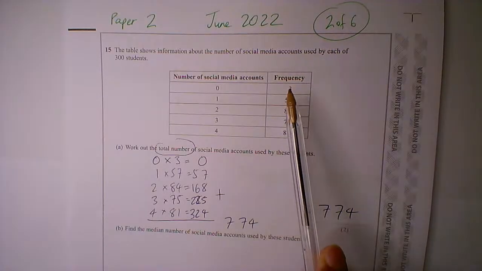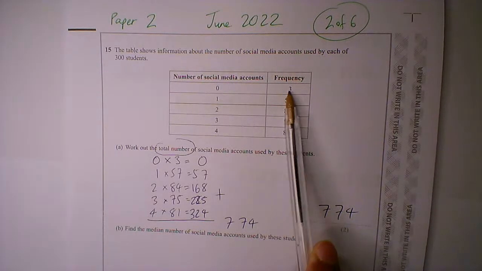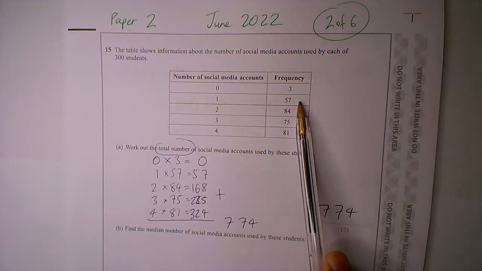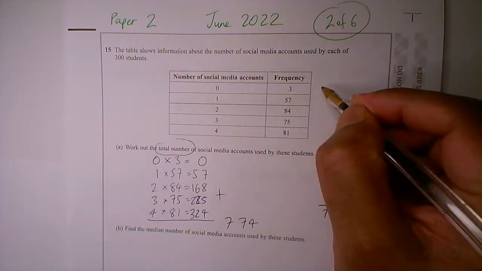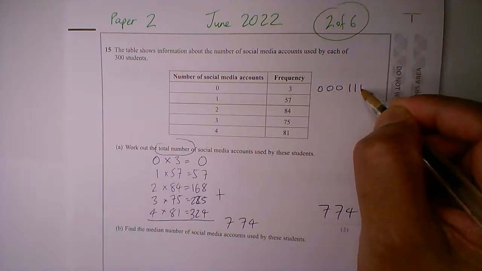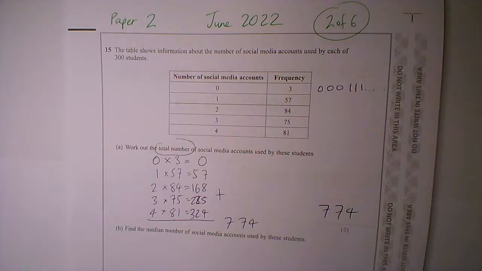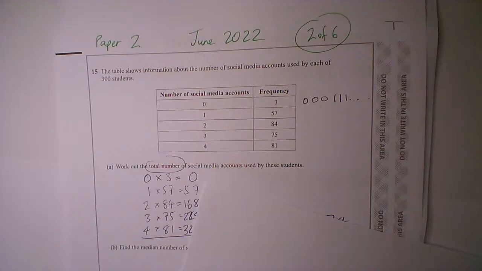And the frequency is a guide telling us 0 happens 3 times. 1 happens 57 times. So if you were to write it out, you'd write it out 0, 0, 0, then 1 57 times, and so on. So that is a lot of work. So we need a kind of shortcut to work this out. So for a median from a table, we have these steps. Step 1 is I want to work out my total.